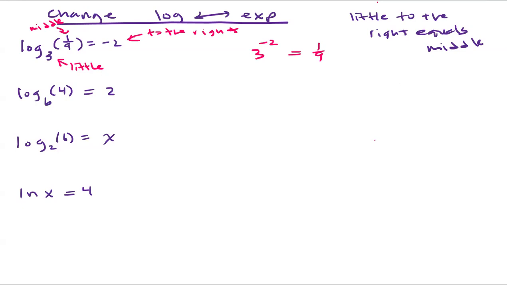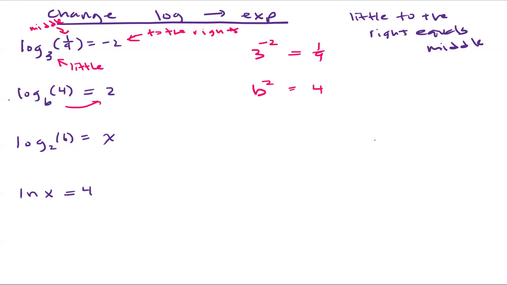So let's do that again. This one is log base b of 4 equals 2. So little, which is my b, to the right, which is the 2, kind of like a swooping shell. So little to the right: b squared equals the middle, which is 4. So why don't you try the next two there?